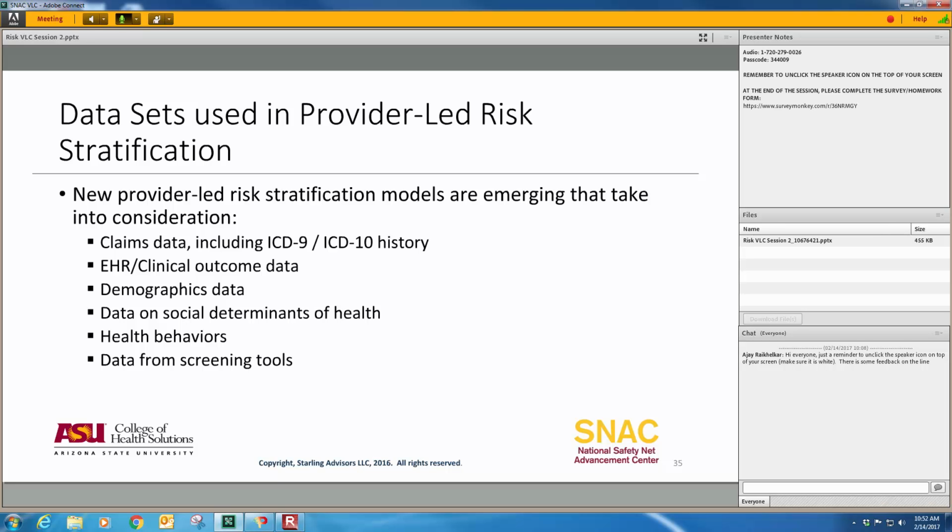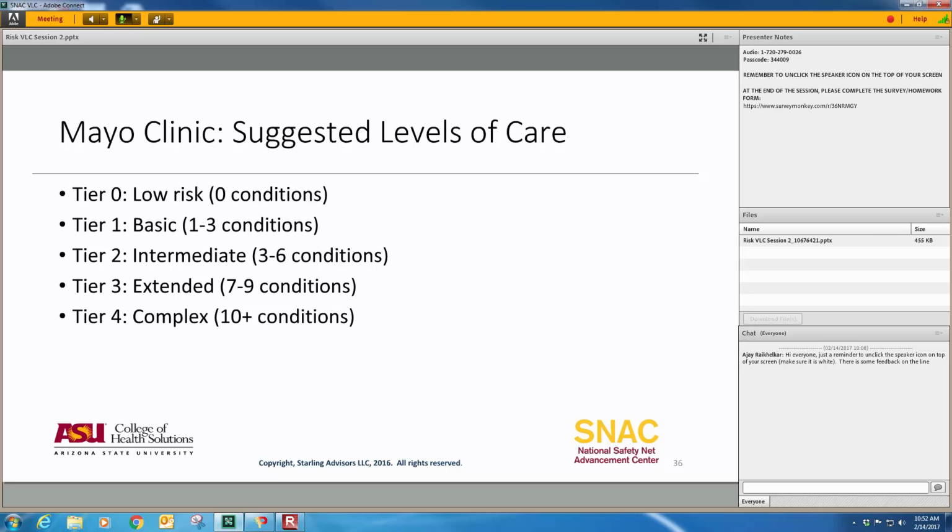The data sets that are used in provider-led risk stratification include potentially claims and ICD-9 or ICD-10 history, but not all organizations have access to them. So we're looking now at models that can include EHR and clinical outcome data, demographics data, social determinants of health data, information about healthy behaviors, and data from various screening tools. And it can be very challenging. I happen to know that several of you on the call today are actually somewhere in trying to implement this. And I think you've started to understand the complexity and just how much information and data is out there to do this. Let's talk about some real models.